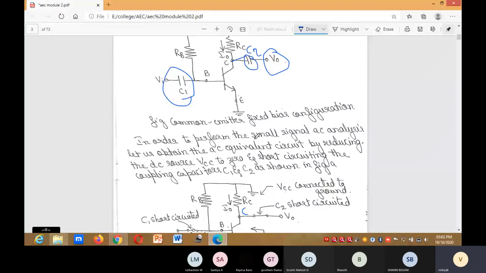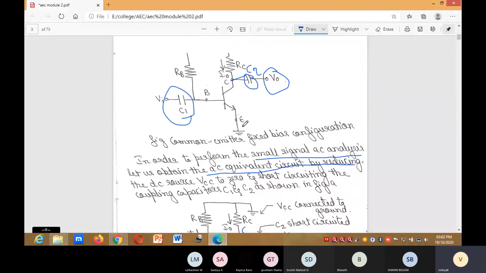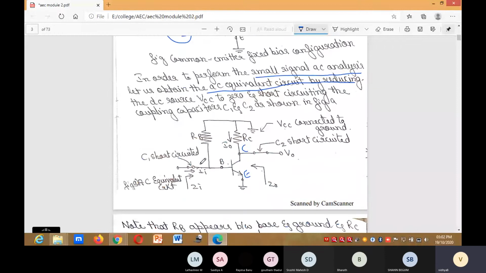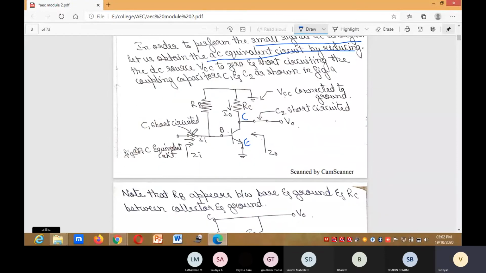In order to perform the small signal AC analysis, let us obtain the AC equivalent circuit. For this diagram, we need to draw the AC equivalent circuit. You can observe here input C1 is short circuited, and C2 is short circuited. VCC is connected to ground. These are the changes for the AC equivalent circuit.